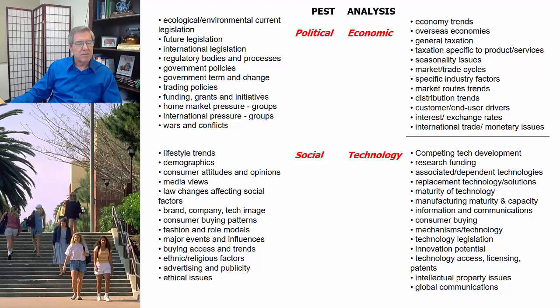Moving down under the social aspects, you've got life cycle trends, demographic changes, law changes affecting social factors, ethnic, religious factors, ethical issues. So all of those fall under the social aspects. Moving to the top right, we look at economic trends, overseas economies, taxation, different market route trends in terms of transportation, customer and end user drivers. Under technology, you have research funding, you have consumer buying patterns, innovation potential, technology access. So again, these are some of the items for you to think about in terms of your external analysis that give you headings to work under.